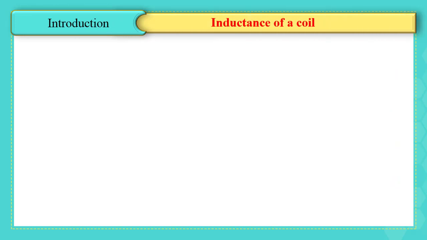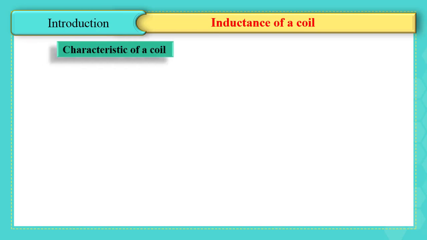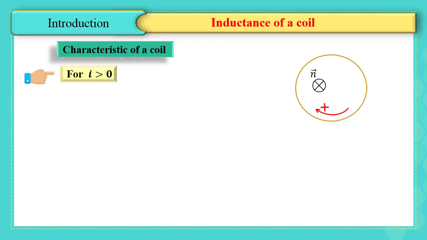Introduction: Inductance of a coil. The self-flux through a coil forms the basis of the definition of a physical quantity called inductance. Let us first study the characteristic of the self-flux created in a coil by the current traversing it. Consider the following figure, which represents a coil, and the positive direction is chosen clockwise, so n is directed inward.